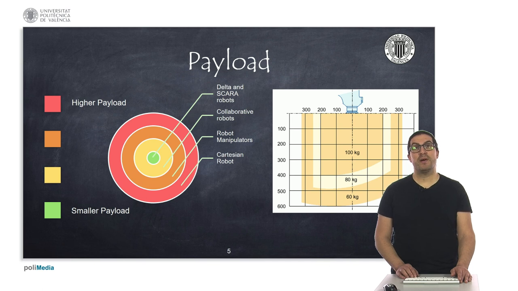The payload of a robot defines the maximum capacity to carry a load. The actual maximum weight of the load will depend mainly on the distance to the robot flange, since the important thing, in the end, is the maximum torque that the robot is capable of generating. In this case, the weight of the tool and any other accessory must also be taken into account. The robots with the highest payload are Cartesian robots, then we have manipulator and collaborative robots. And finally, with a significantly lower payload, we have the Scara robot and also Delta robots.